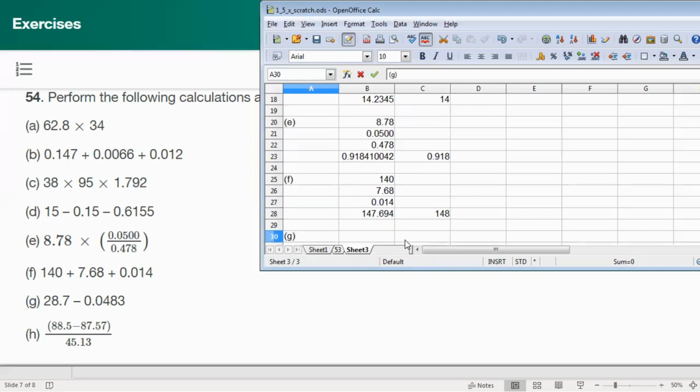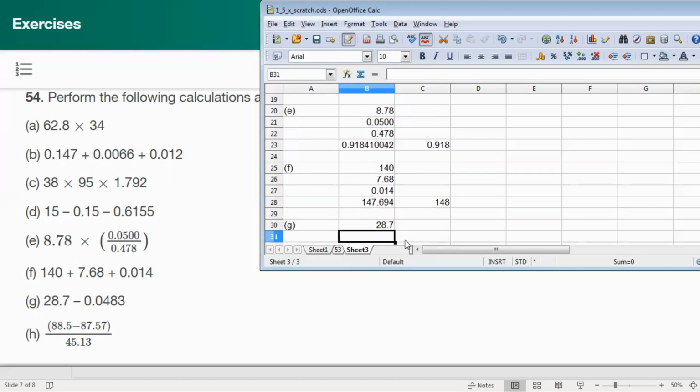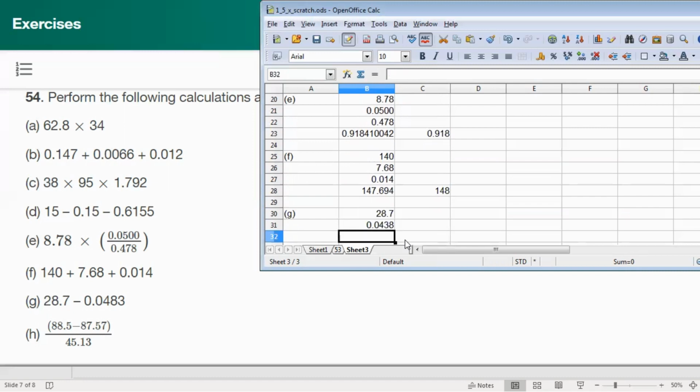G, 28.7 minus 0.0483. I'm a little bit dyslexic, if you can't tell by now. I have to be a little careful of that.